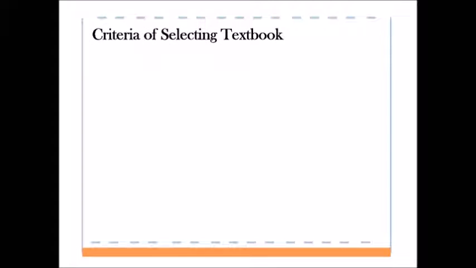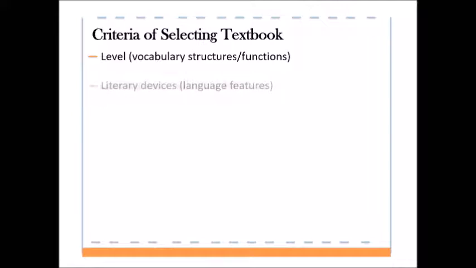The last point is the criteria of selecting storybooks. As young learners teachers, the selection of the storybooks that we will use in the classroom is very important. Every different storybook contains different features, but all good storybooks contain a number of those points that I'm going to mention after this. The first is level. Please know your children first before you choose the storybooks.